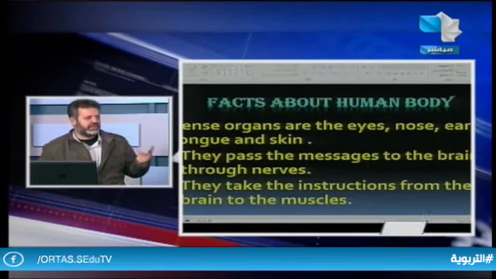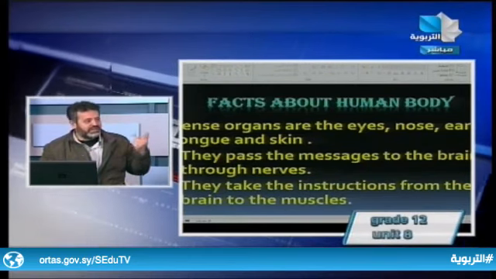Mr. Mazin, we come to another question, which is about the senses of the body. You know, we have maybe 10 senses in the body, or less, or more. So how many senses do we have in the body, and what are they? Sure, we have 5 senses. They are very famous for the students. We have the eyes, the nose, the ears, the tongue, and the skin.